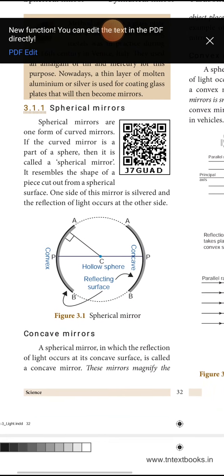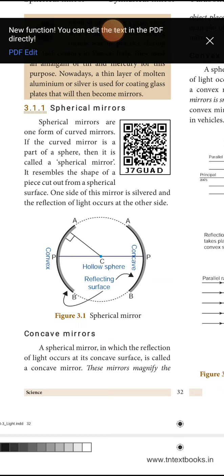Spherical mirrors. In the diagram you are able to see a sphere. In this hollow sphere, convex and concave are marked. In the convex, the outer side is the reflecting surface and the inner side is a polished coating surface. It's the same for the concave mirror: the inner side is the reflecting surface and the coated surface is the outer surface.